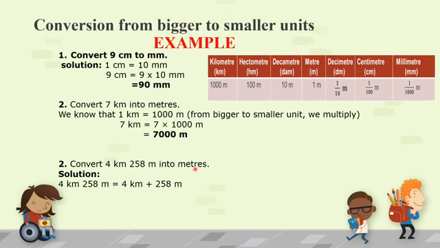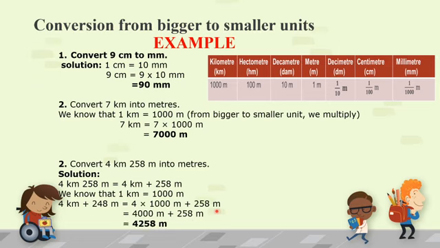So how are we going to do? Same way as we have done for the previous question. Yes, we'll multiply 4 by 1000 because 1 kilometer equals to 1000 meter. So 4 kilometer will be multiplied by 1000 meter. So we'll write 4 into 1000 meter plus 258 meters.